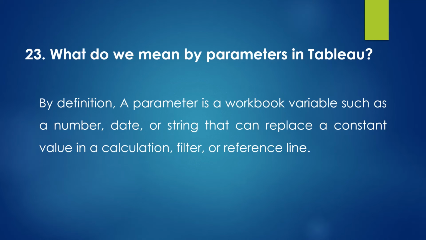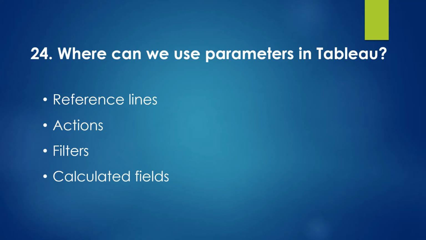Next, we have what do we mean by parameters in Tableau. So by definition, a parameter is a workbook variable such as a number, date, or string that can replace a constant value in a calculation, filter, or reference line. Where can we use parameters in Tableau? Parameters mainly are used in 4 different situations. We have reference lines, for example, which can be a horizontal or a vertical reference line. We have actions, we have filters, and calculated fields.